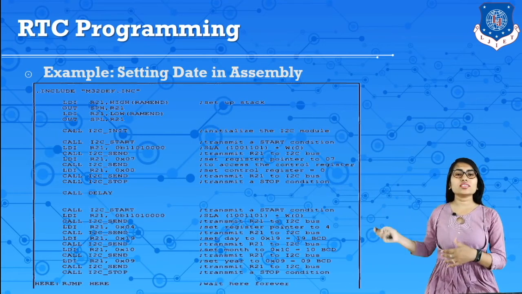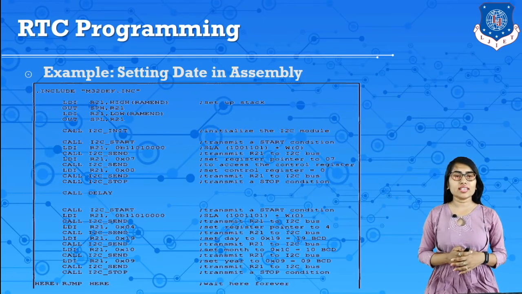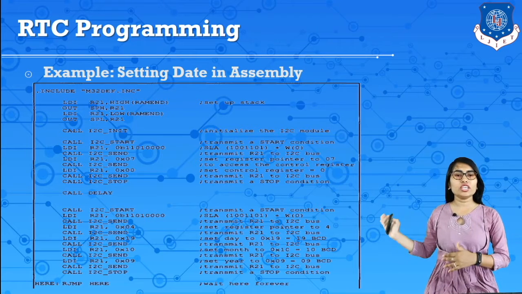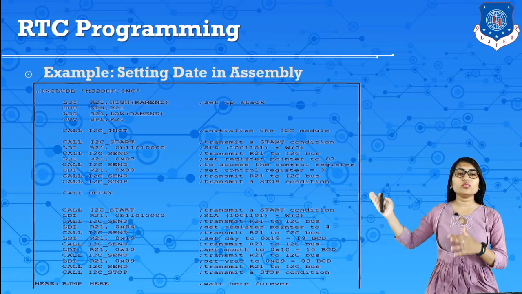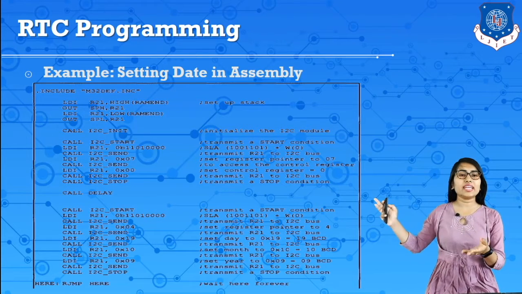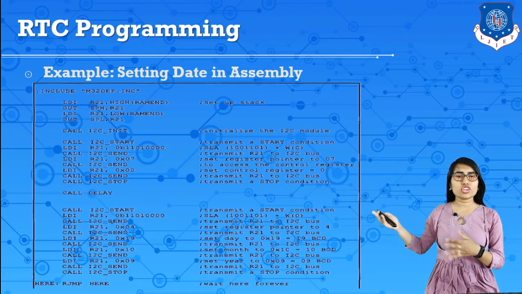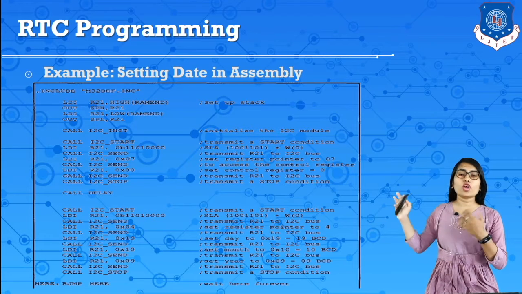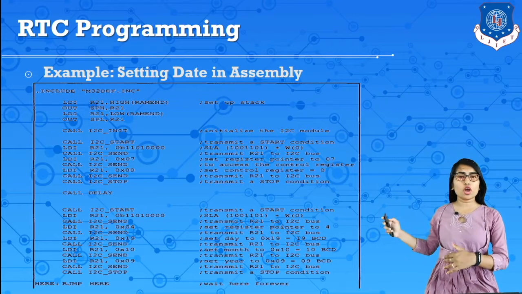Now here is an example of setting a date in assembly. This is the program to set a date in assembly. Initialize the stack, then transmit a start condition, then send data. So here we call the I2C start function, then call the I2C send function, then send data like this. Then set the control register equal to 0, transmit data from the register to I2C and then the stop condition.